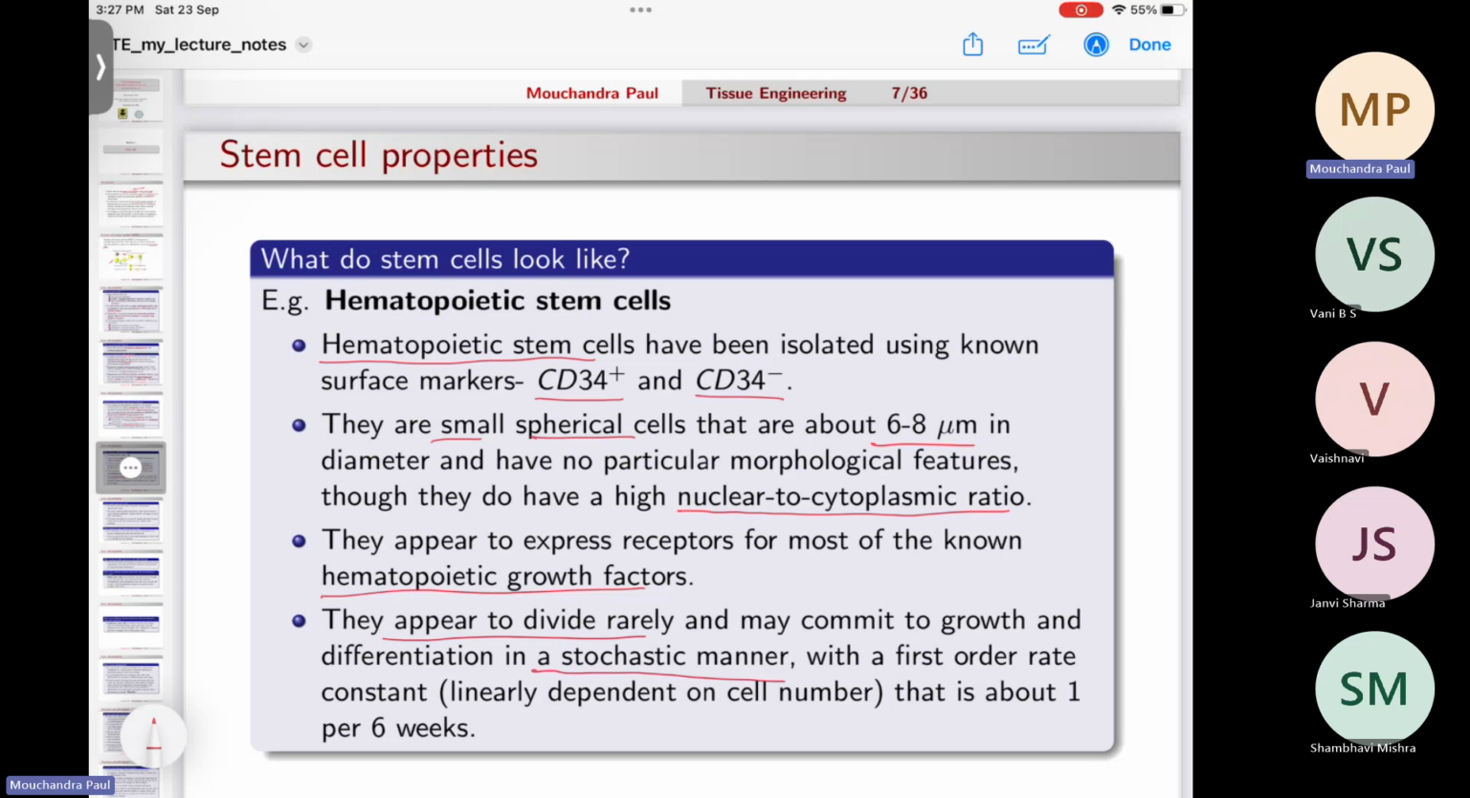One data point that is given is that one stem cell can divide per 6 weeks. This number can vary. As I said, it's a stochastic thing. It might be one, it might be two. You cannot predict it very easily. It is not fixed in nature. It is completely random. This kind of behavior, or this kind of morphology, like small spherical size, is seen for the hematopoietic stem cells. Other cells like mesenchymal stem cells, neuronal stem cells or embryonic stem cells will vary in their morphological features.